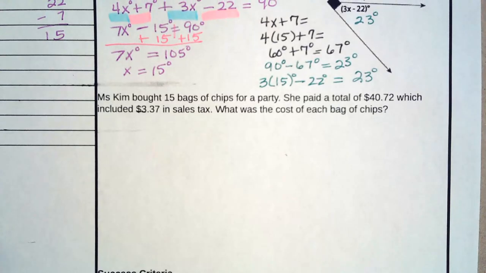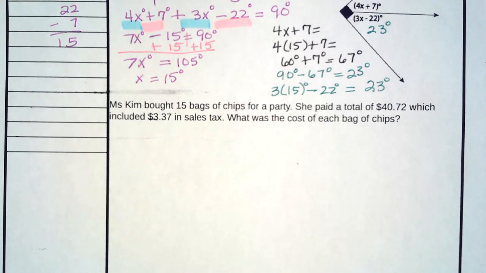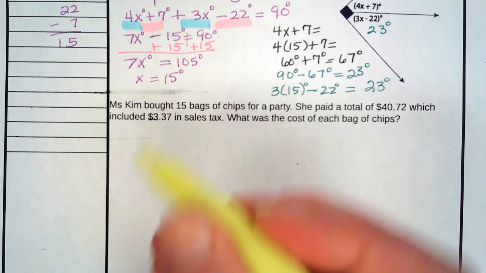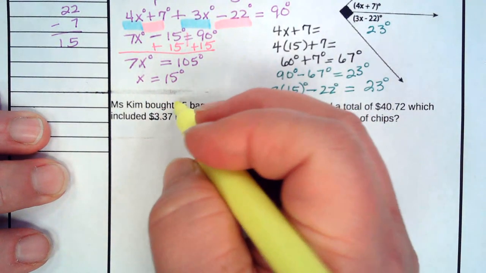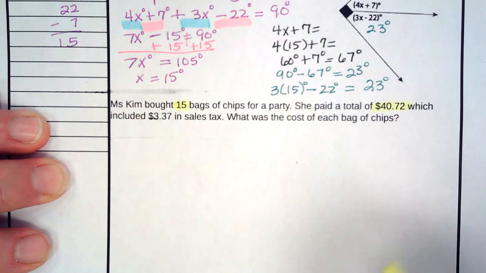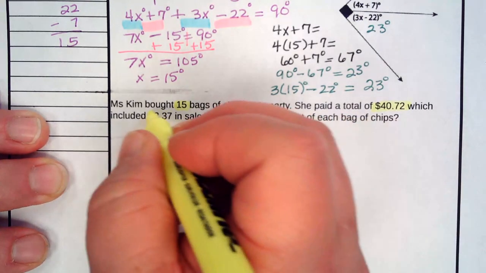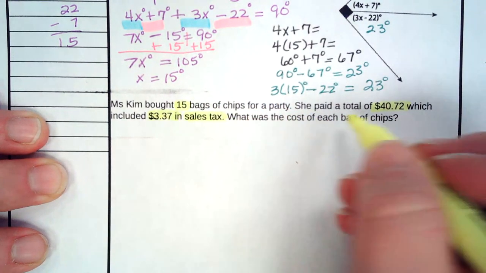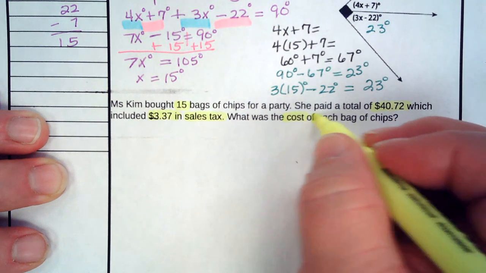For the last one, Mrs. Kim bought 15 bags of chips for a party. She paid a total of $40.72, which included $3.37 in sales tax. What is the cost of each bag? Okay, so she bought 15 bags of chips. Her total was $40.72, which has tax, and we want the cost of each bag.